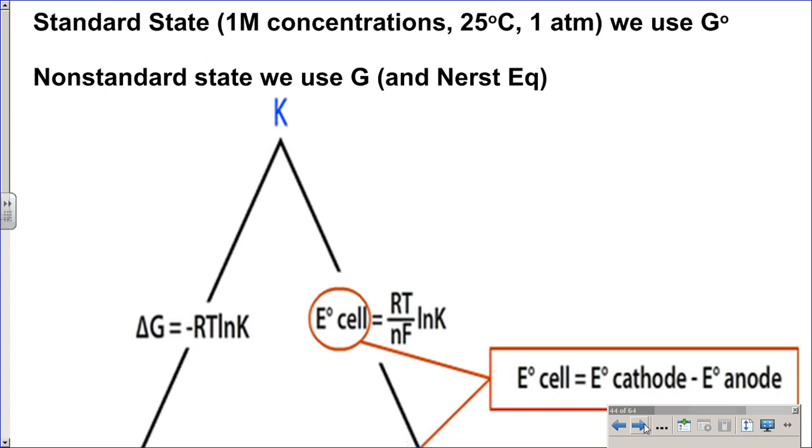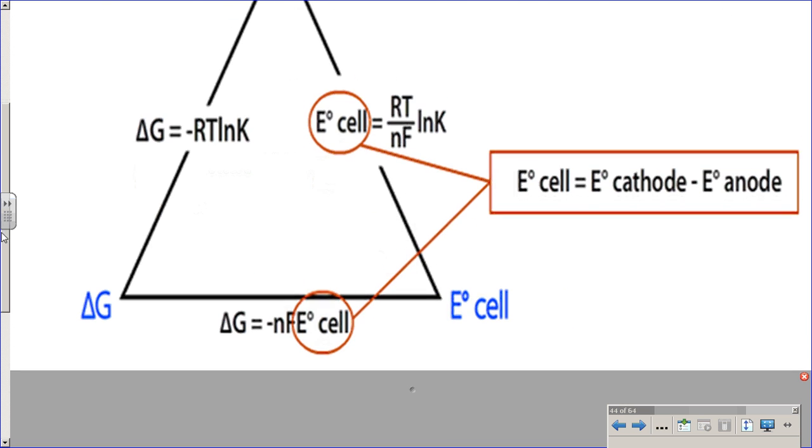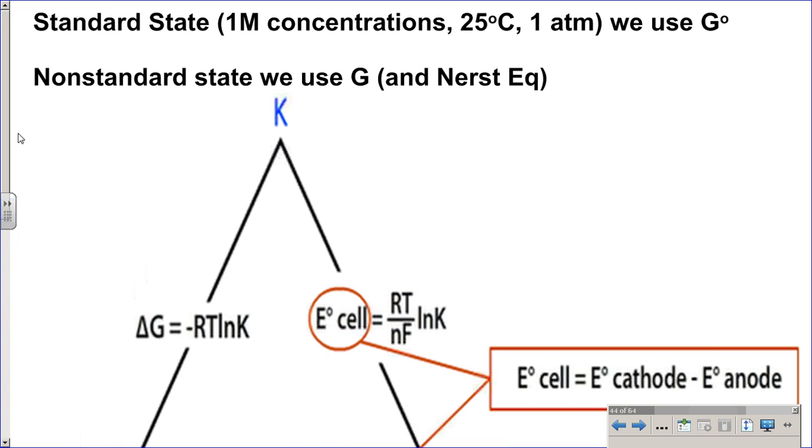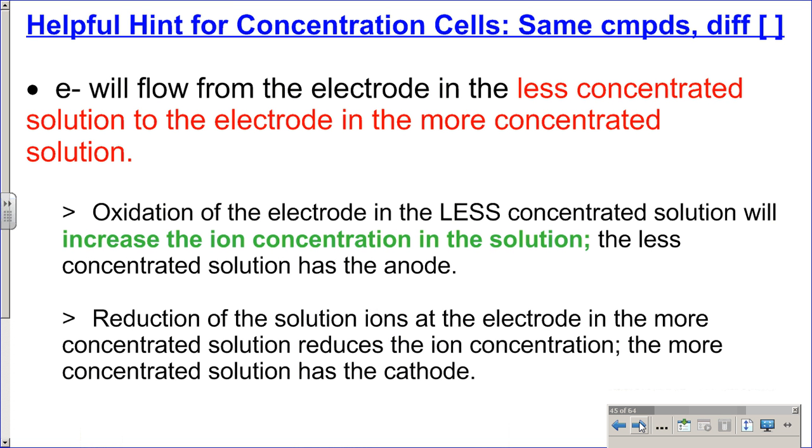All right, I have more problems to do. All that stuff we just talked about connects this big triangle: K, delta G, and E cell. And we just did all that, so we're good here. It's a big happy family.